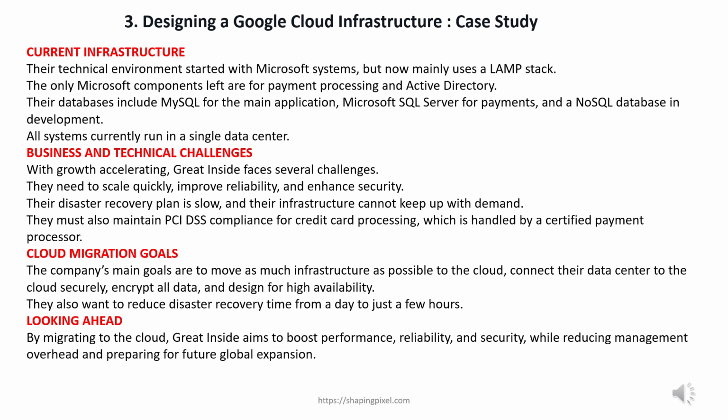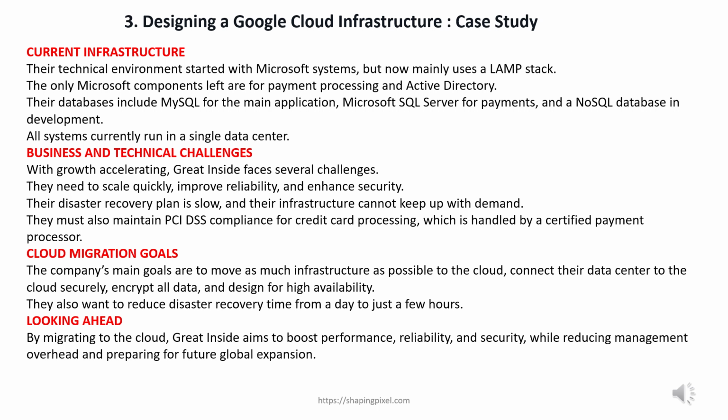The company's main goals are to move as much infrastructure as possible to the cloud, connect their data center to the cloud securely, encrypt all data, and design for high availability. They also want to reduce disaster recovery time from a day to just a few hours. By migrating to the cloud, Great Insight aims to boost performance, reliability, and security while reducing management overhead and preparing for future global expansion.